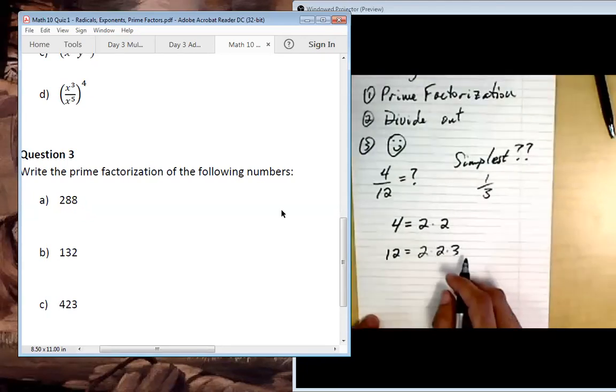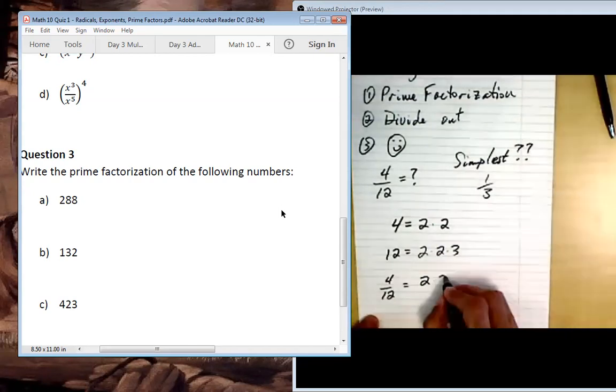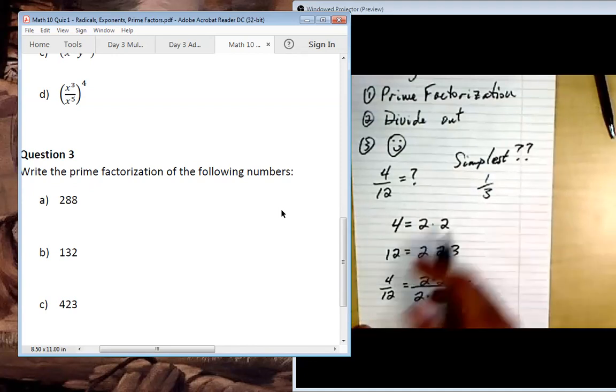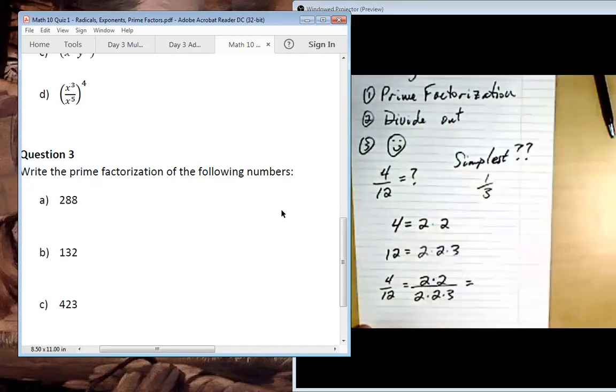Okay, and so then watch. 4 over 12 is now the same as 2 times 2 divided by 2 times 2 times 3, like that. See? Just replacing. And you can be way more efficient with your space than I am. I'm just showing you all the individual steps, right?